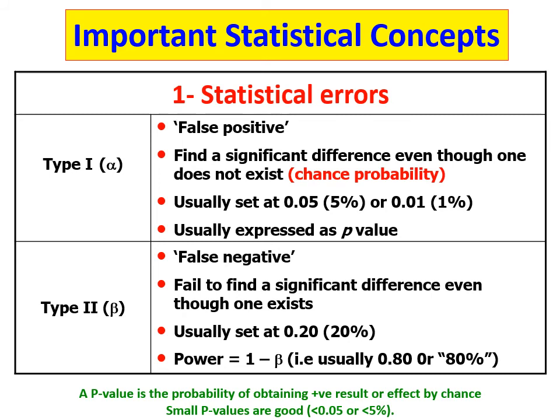0.05. What is the meaning of type 2 error or beta error? Here we check the power of the experiment. This means the false negative. What is the meaning of false negative? It means failure to find the significant difference while it exists.